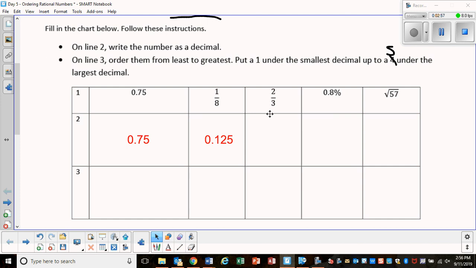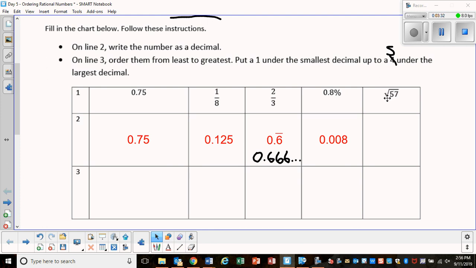For 2/3, we're going to put that in the calculator. 2 divided by 3 gives us 0.6 repeating, which I'm going to write out without the repeating bar, just so we can see a little bit further if we need to. So it's 0.666 and then dots, just to show that it keeps going. Next, I've got 0.8%, so I have to move that decimal point 2 spaces over, so that is really 0.008.